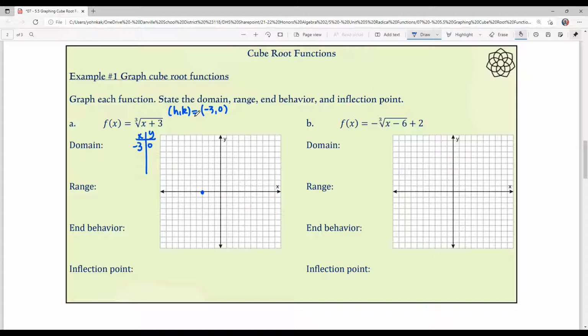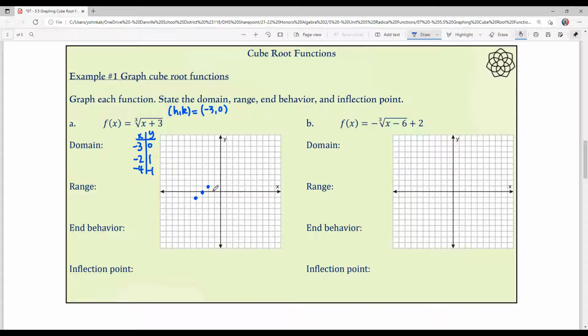Then to finish our table, I want to go 1 up. So that would be negative 2. And so if I do negative 2 plus 3, I get 1, and the cube root of 1 is 1. So I get (-2, 1). If I go down 1 and instead plug in negative 4, going in the other direction, negative 4 plus 3 is negative 1, and the cube root of negative 1 is negative 1. So I have (-4, -1). This is where it's going to start changing direction.